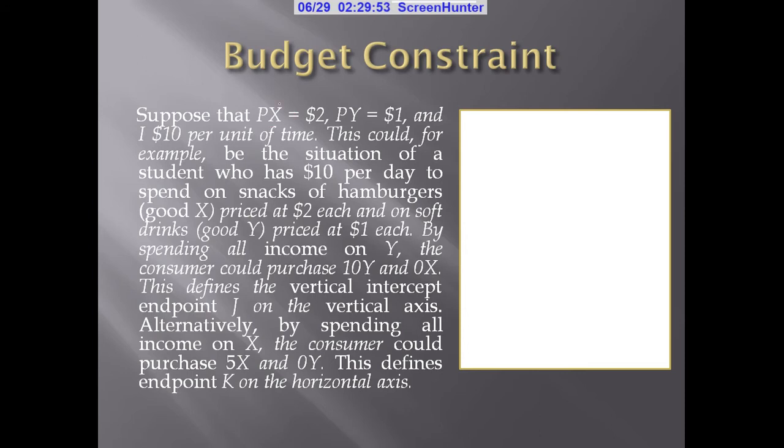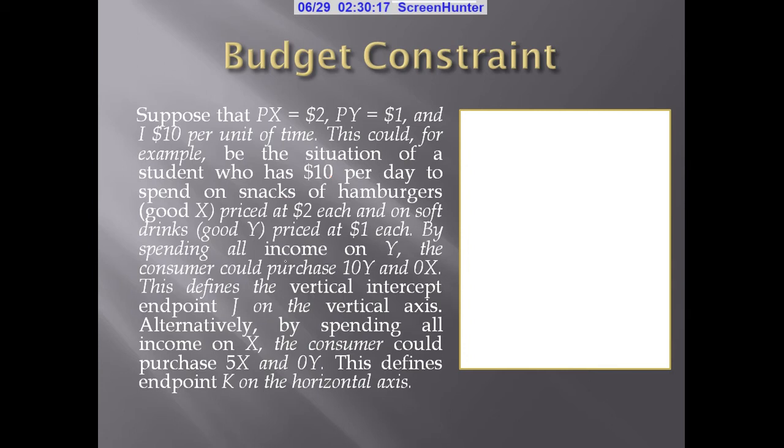Now let's suppose the price of X is $2, the price of Y is $1, and money income is $10. This could, for example, be the situation of a student. You are also a student. Let's suppose you have $10 per day to spend on snacks of hamburger, good X, priced at $2 each, and on soft drink, good Y, priced at $1 each.